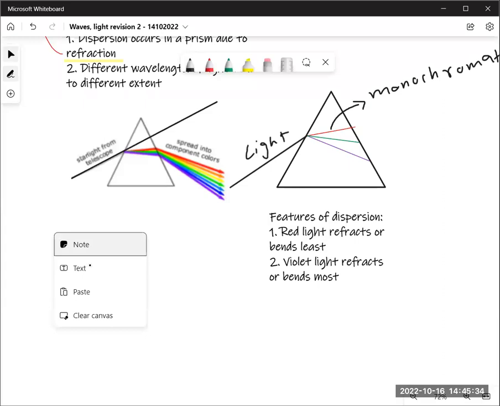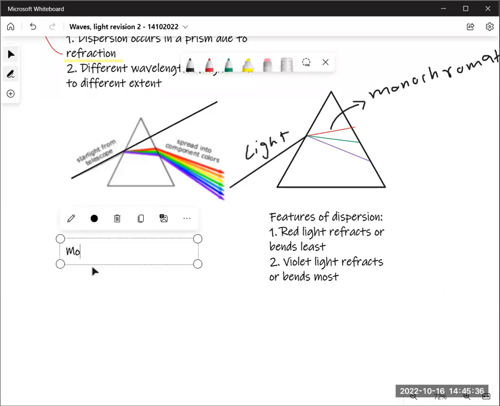It's light of one single color. There's no other color in it, exactly. So monochromatic light, right, from the definition. Monochromatic light is a light wave with a single color, or let's just say not single color, single wavelength.